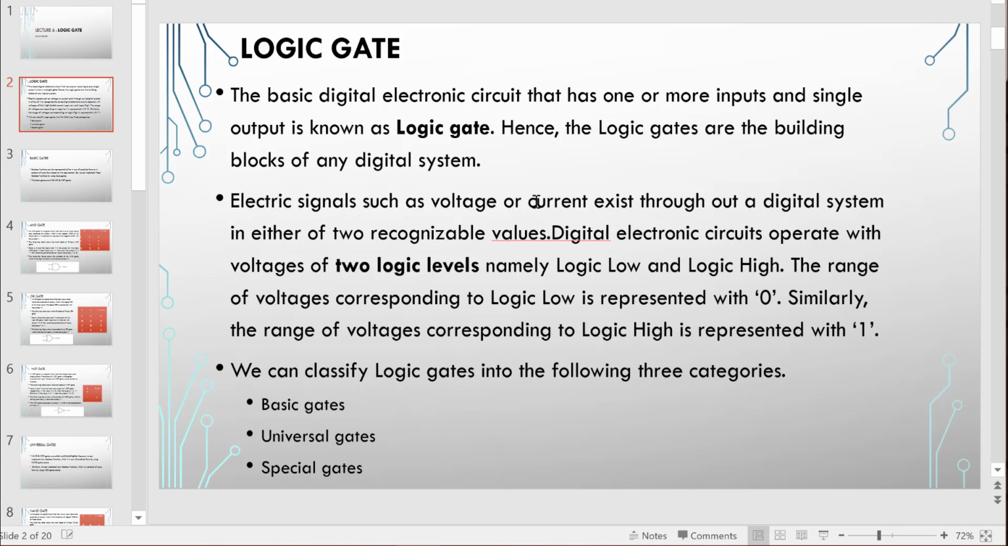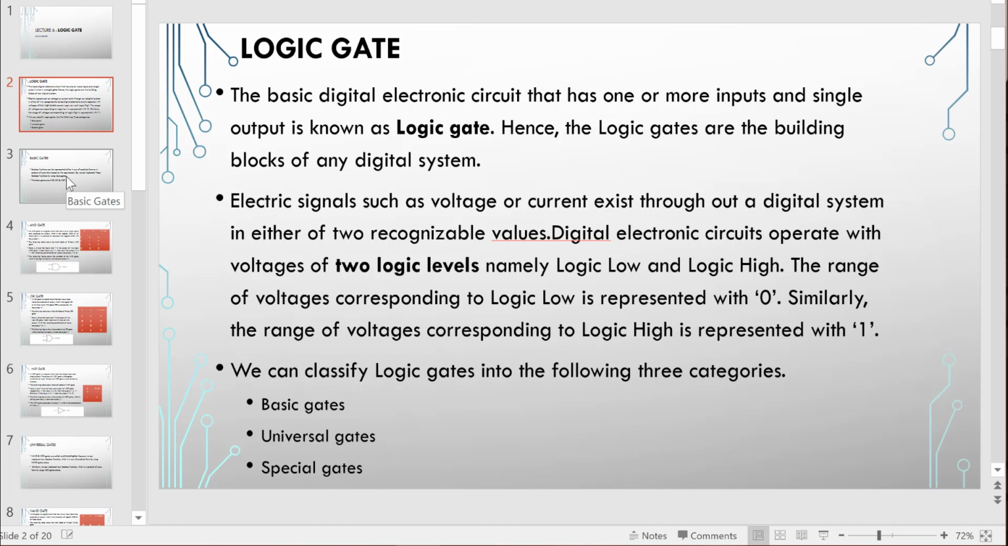Electrical signals such as voltage or current exist throughout the system, right? And these signals will have two recognizable values, right? One value will be either high or low. The high value will be represented by 1 and the low logic will be represented by 0. We can classify the logic gates into the following three categories: basic gates, universal gates, and special gates.